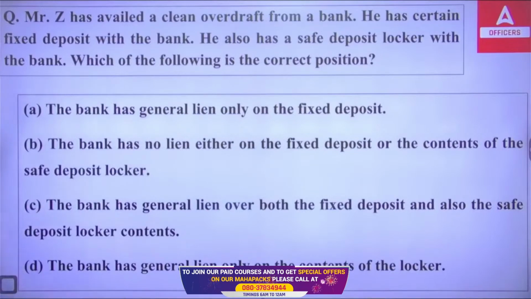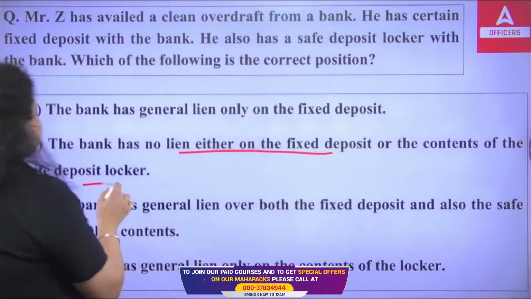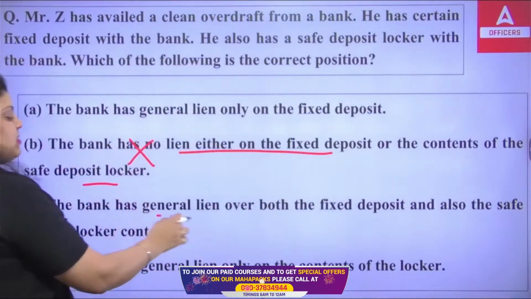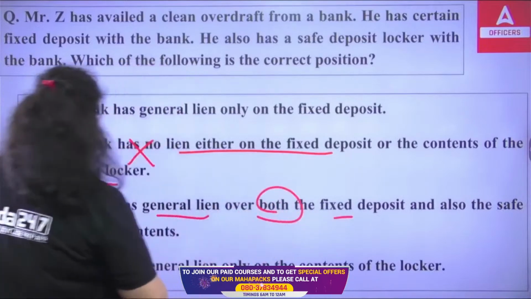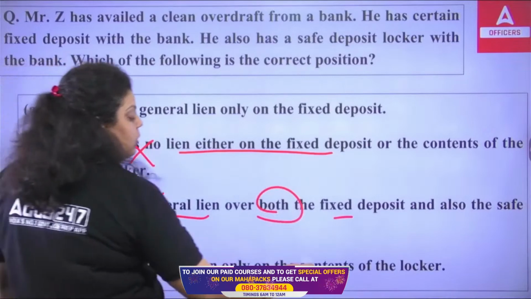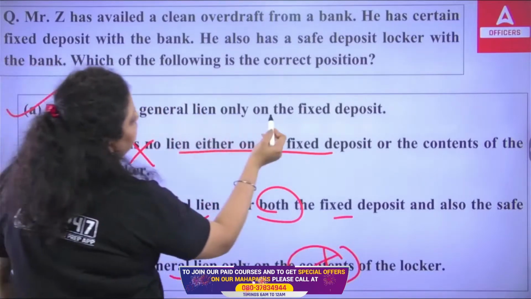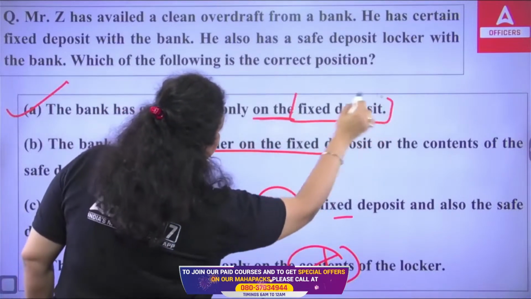So first of all, the bank has no lien either on fixed deposit or the contents of the safe deposit locker. No. The bank has general lien over both the fixed deposit and also the deposit locker content. Not possible. The bank has general lien only on the content of the locker. No. The bank has general lien only on the fixed deposit.